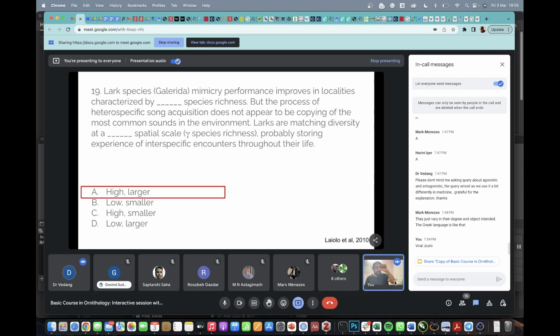Most of these are done on a spectrogram, and they see how well the mimic and the model song match. Okay, fine, thanks. I'll go through the study, and I'll also look at Viral's work. So probably you'll find a little more about Indian larks. Yes, Govind.